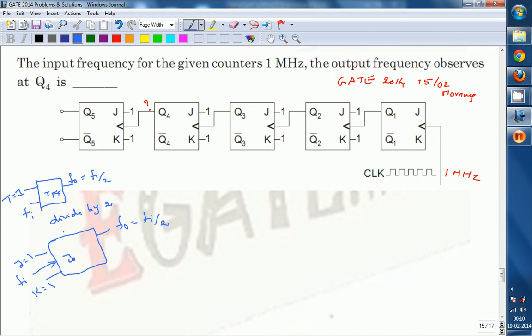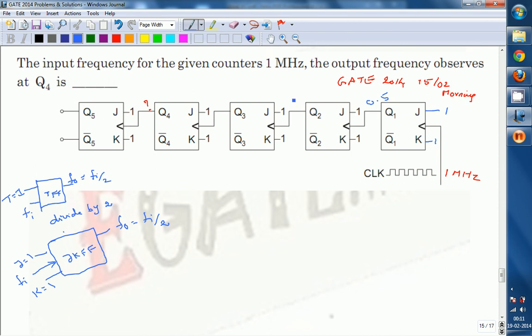So either a JK flip-flop or T flip-flop, if the input is tied at logic 1, the output frequency is exactly half of the input frequency. That's why they can act as divide by 2 frequency or divide by 2 counters. Based on this principle, for Q1, it is not given here, but this is connected with J is 1 and K is also 1. It is implicit, it may be left out by mistake. So the frequency at this point is half of the input frequency, that is 0.5 MHz, because J is equal to 1 and K is equal to 1.